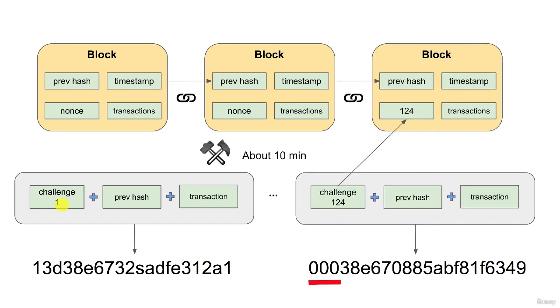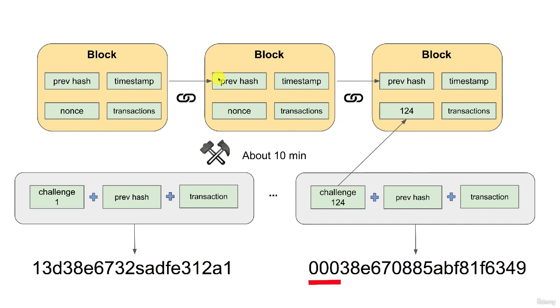Let's say for our challenge value, we start from 1 and eventually get to a value of 124. When we arrive at this point, we take the sum of previous hash and transaction. That results in this leading 000 for our hash, and therefore we're able to determine that our nonce value is 124. This 124 is stored in our nonce, and with this information, our block is created.